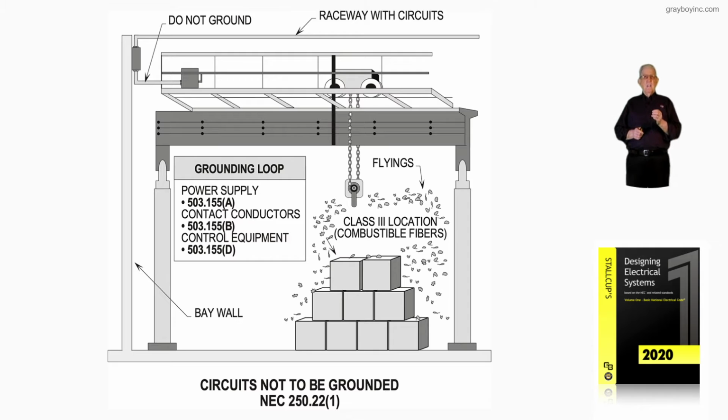503.155A, the contact conductors. Notice 503.155B, the controlling equipment that controls, say, an overhead crane, would be 503.155D as in dog. Now that's 3 important items that are listed, but you have to review Article 503 along with the 250.22 item 1 to get a feel for this.